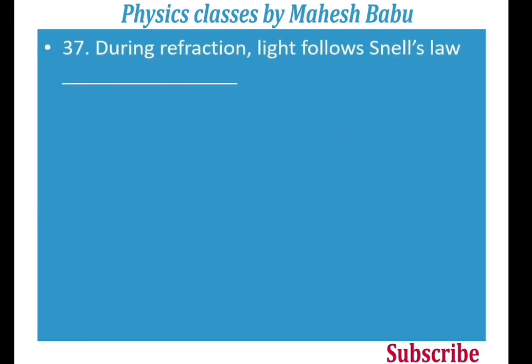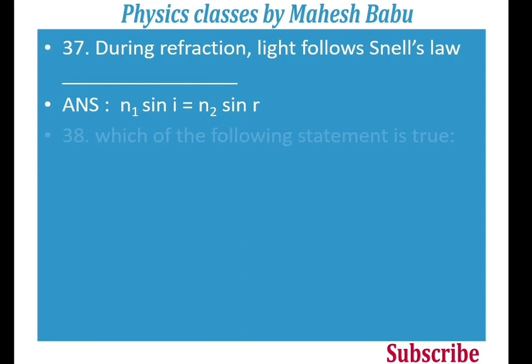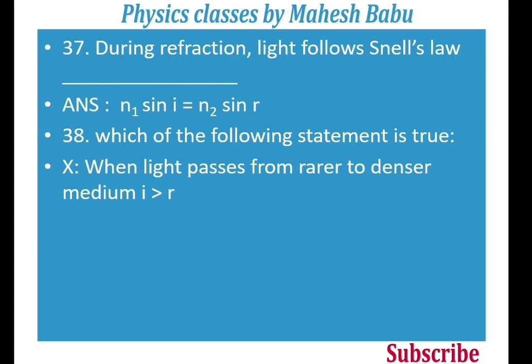Next, during refraction, light follows Snell's law. What is Snell's law? N1 sin i equals N2 sin r. Which of the following statements is true? First one: when light passes from rarer to denser medium, the angle of incidence is more than the angle of refraction. When a light ray travels from rarer to denser, it bends towards the normal, so the angle of incidence is more than the angle of refraction. It is correct.